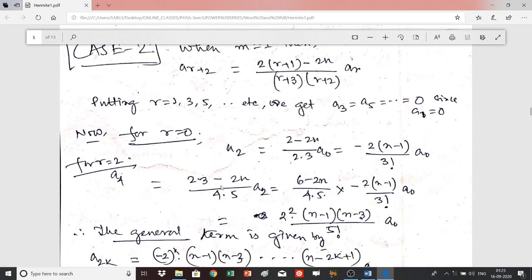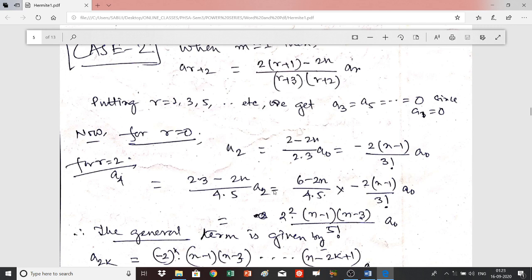Similarly, a4 for r equal to 2 is equal to 2 into (3 minus n) by 4 from here and 5 from here.